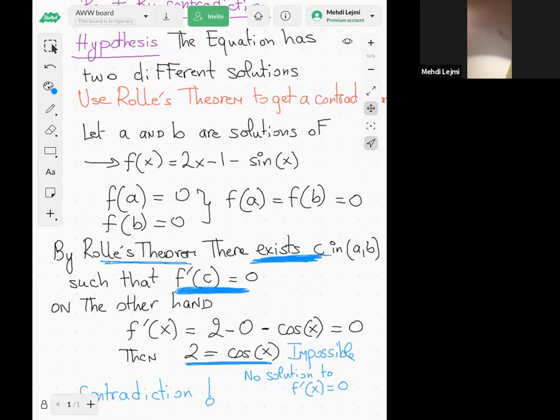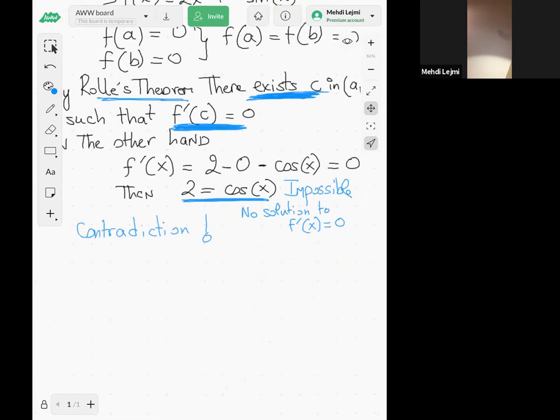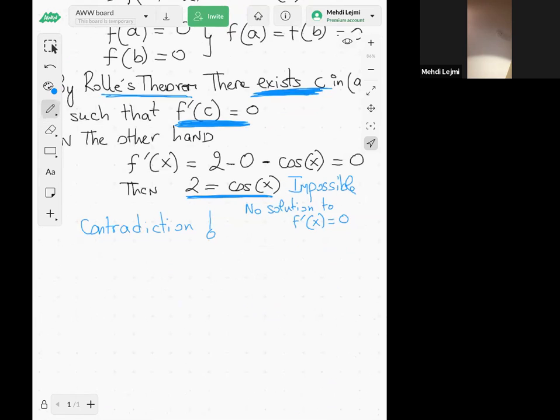So then, from this, step 2, conclusion: the equation has no more than one solution.